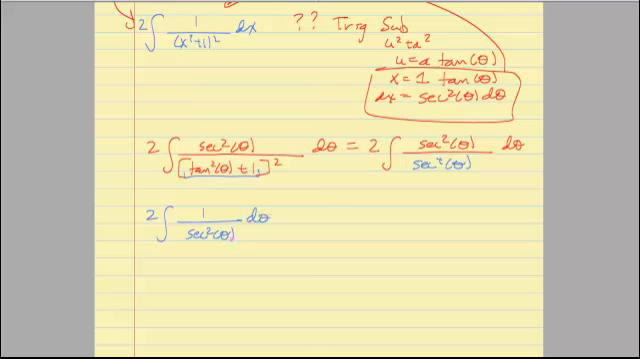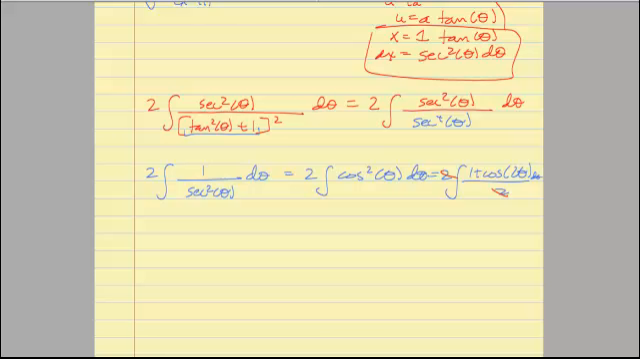But remember, 1 over cosine is secant, so 1 over secant squared, I can flip that up top, and this becomes 2 integral cosine squared of theta d theta, which we can integrate because we have a half angle identity. Cosine squared is 1 plus the cosine of 2 theta all over 2 d theta. 2's cancel. Man, these are fun problems, but they're kind of long too. Integral of 1 d theta plus the integral of cosine 2 theta d theta.